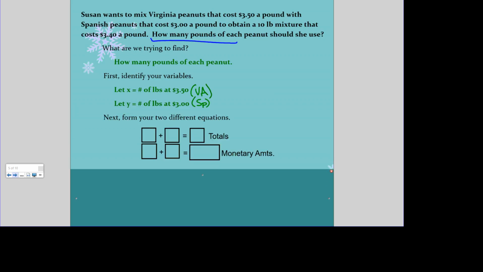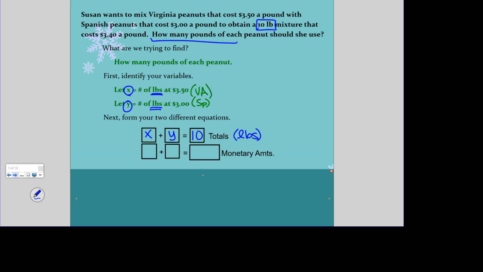If we go back and reread that problem, you can see that we are trying to obtain a total 10-pound mixture. And notice that the units for x and y are number of pounds. So the totals equation, everything in it should have units of pounds. So when I add x and y together, the pounds of each type of peanut, I should finish with 10 pounds total. That's what was given to us in the word problem.